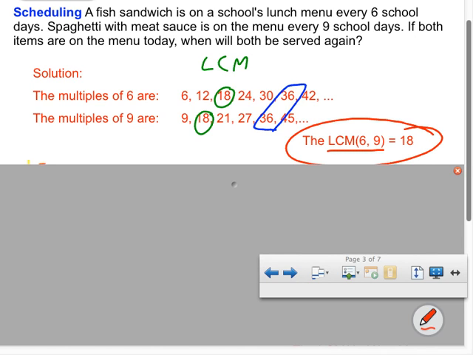LCM, parentheses, 6, comma 9. Do you see that? Close parentheses, equal. A lot of times, standardized tests will just show you that. They won't say, in words, find the least common multiple of 6 and 9.